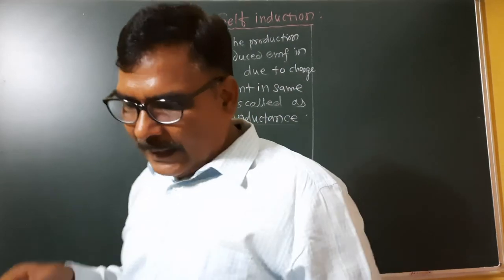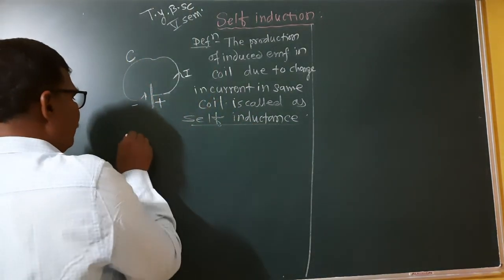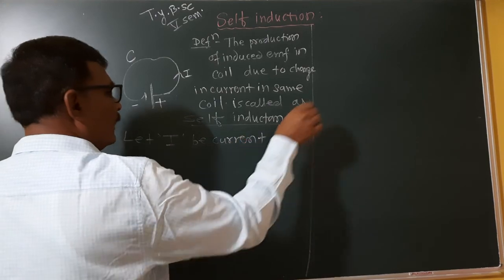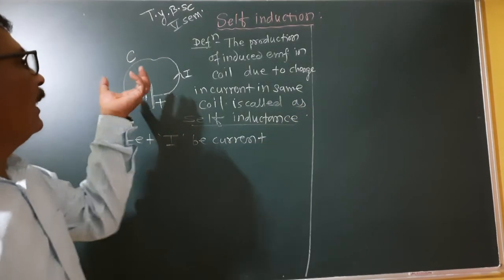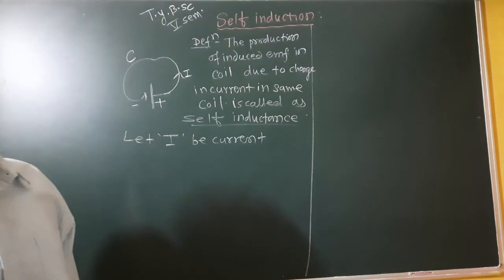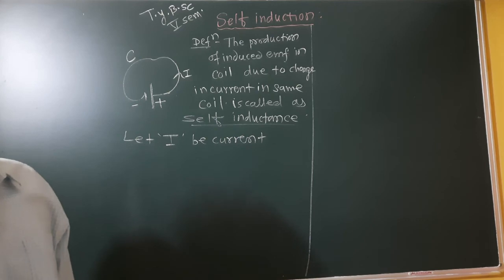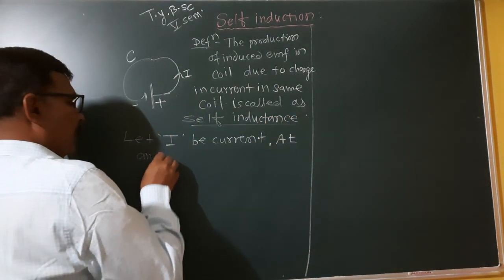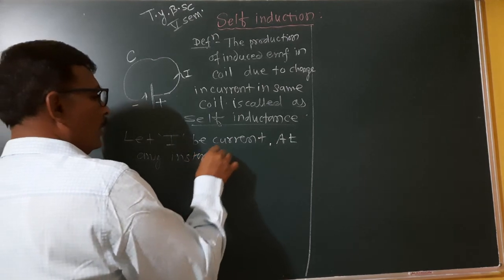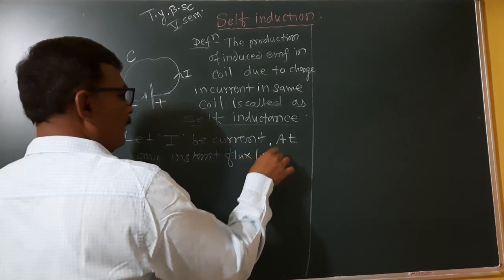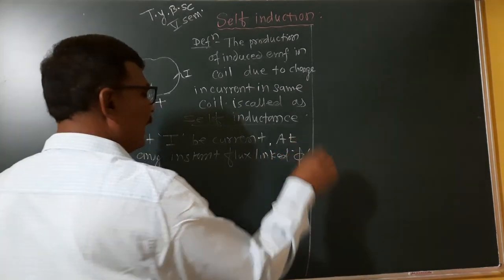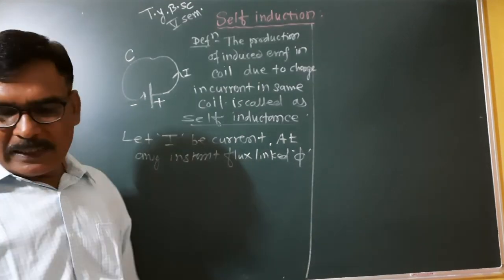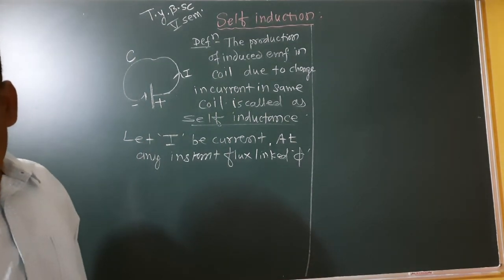Let us consider a coil. Let I be the current flowing through the coil, and let the magnetic flux linked with the coil at any instant be denoted by phi.